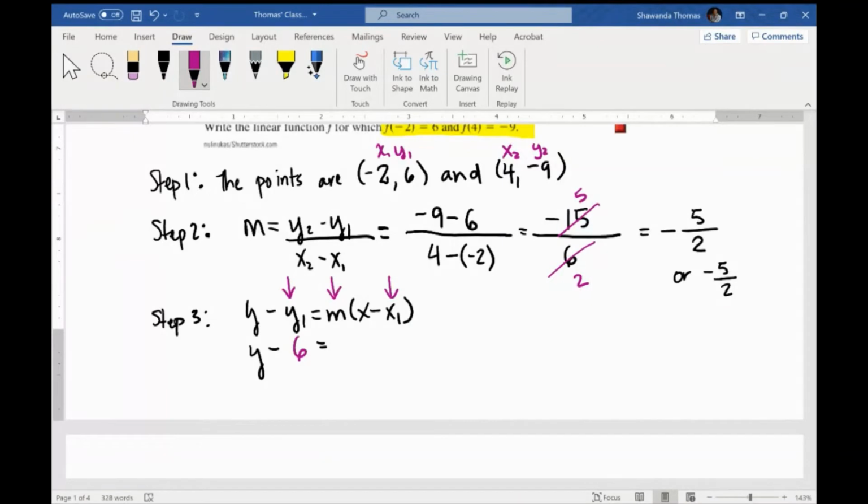-5 over 2. Yep. We just came up with m. M is our slope. X minus what's x of 1? -2. Yep. So that's why I could make this a bracket, because we got a parenthesis on the inside. All right.